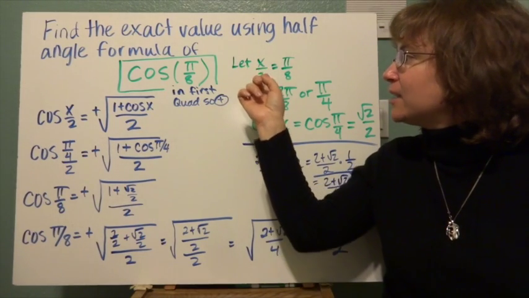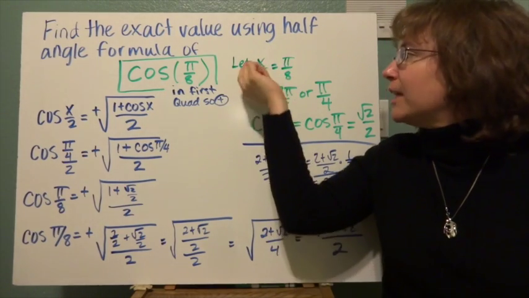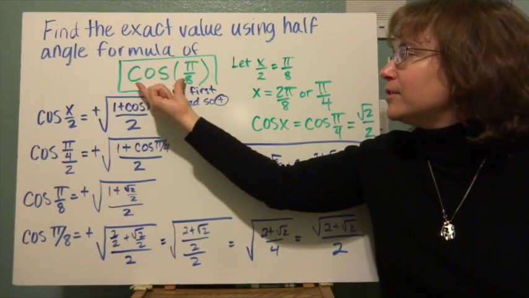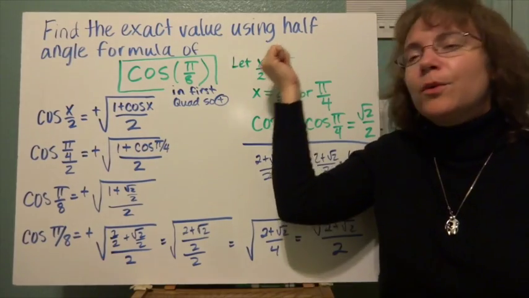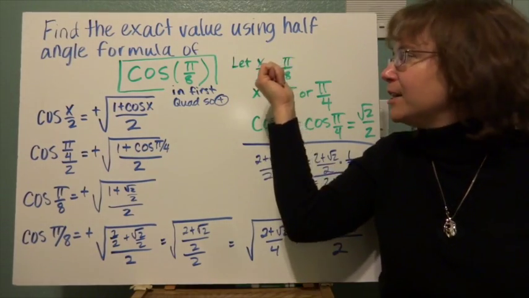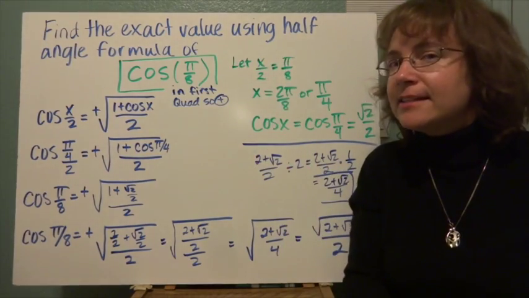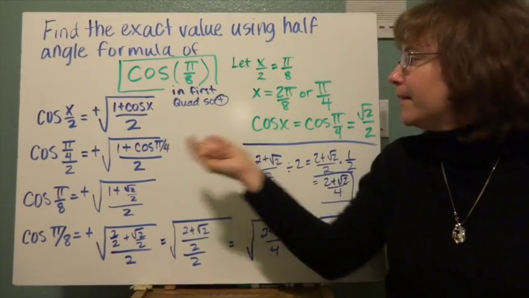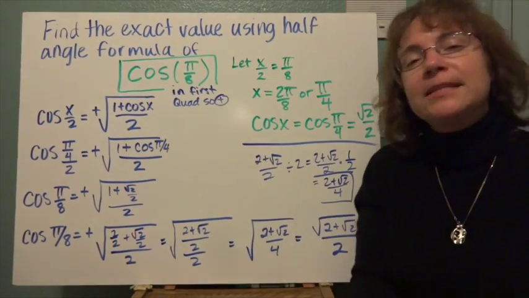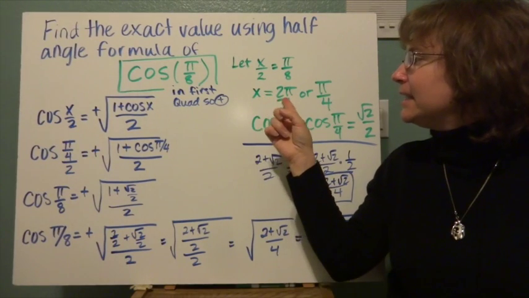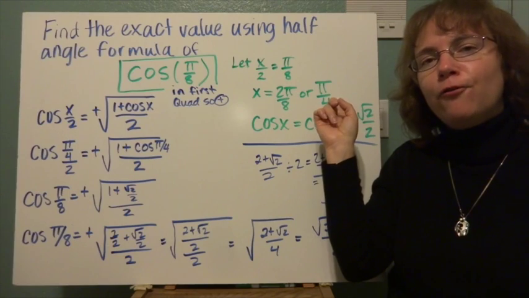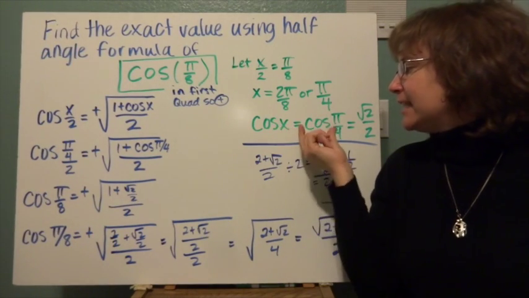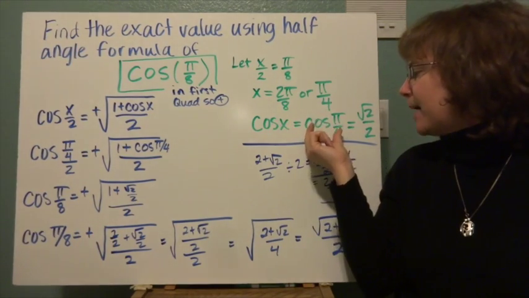So we're going to let x over 2 be pi over 8. So that's what we're going to want at the end. We want this cosine of pi over 8, and we're using the half angle. So now I want to know what cosine of x is, because I need that in my formula. So I'm going to go ahead and multiply both sides by 2, and I have x is equal to 2 pi over 8, which just reduces to pi over 4. So my cosine of x equals my cosine of pi over 4.